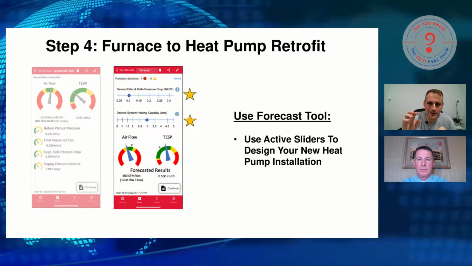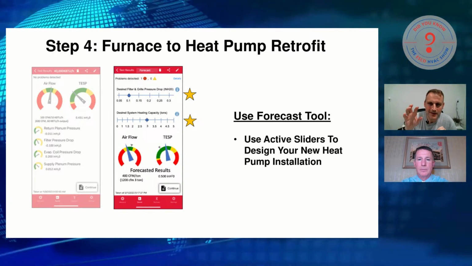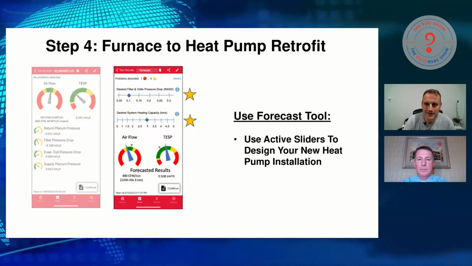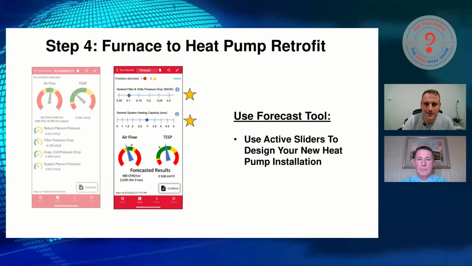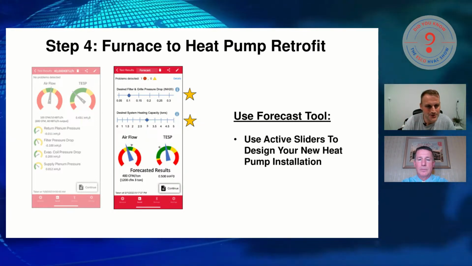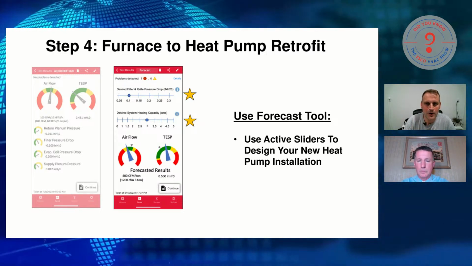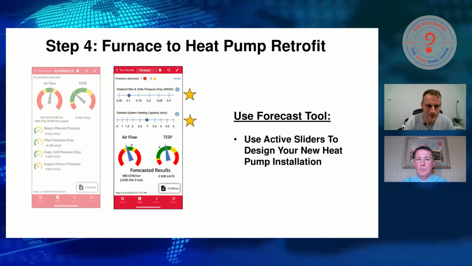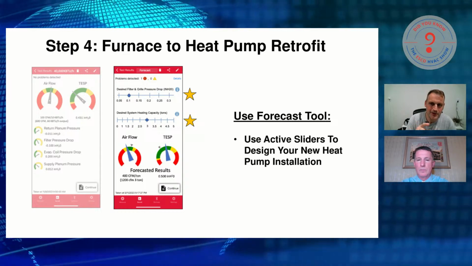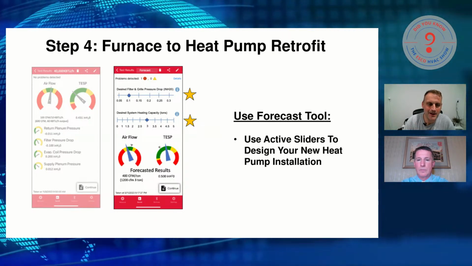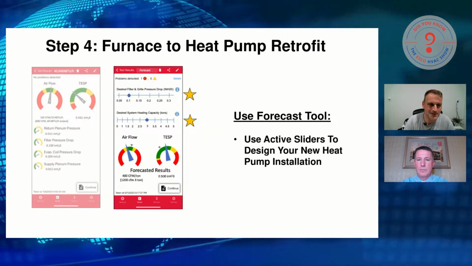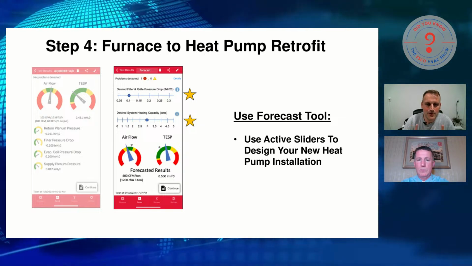So I will let you take from that existing report or produce new dials. The top line is desired filter and grill pressure drop. You're going to move that slider and decide where you want the new filter and grill pressure drop to be. Then you're going to move your desired system heating capacity. We've selected 3 tons for this.